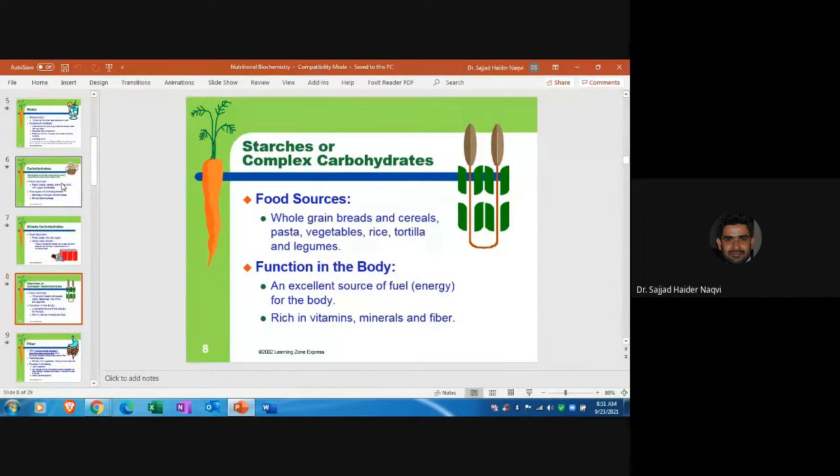The other group of carbs are the starches or the complex carbohydrates. They are the main primary food source of carbs in our body, which include whole grain bread, cereals, pasta, vegetables, rice, and many more. They are actually an excellent source of fuel or energy for the body, and they also have rich sources of vitamins, minerals, and fiber along with the carbs. So it's a complementary package. When you have the starches or the complex carbohydrates, you are getting good quality carbs, and on top of this, you're also getting vitamins, minerals, and fiber with that.